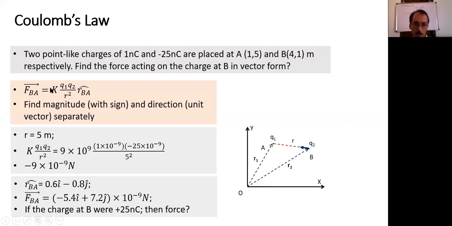We apply a mod to the magnitude. If they are the same sign, this whole term will come positive. If they are the opposite sign, this whole term comes negative. So automatically the direction of force also reverses. So these are two things we understand.